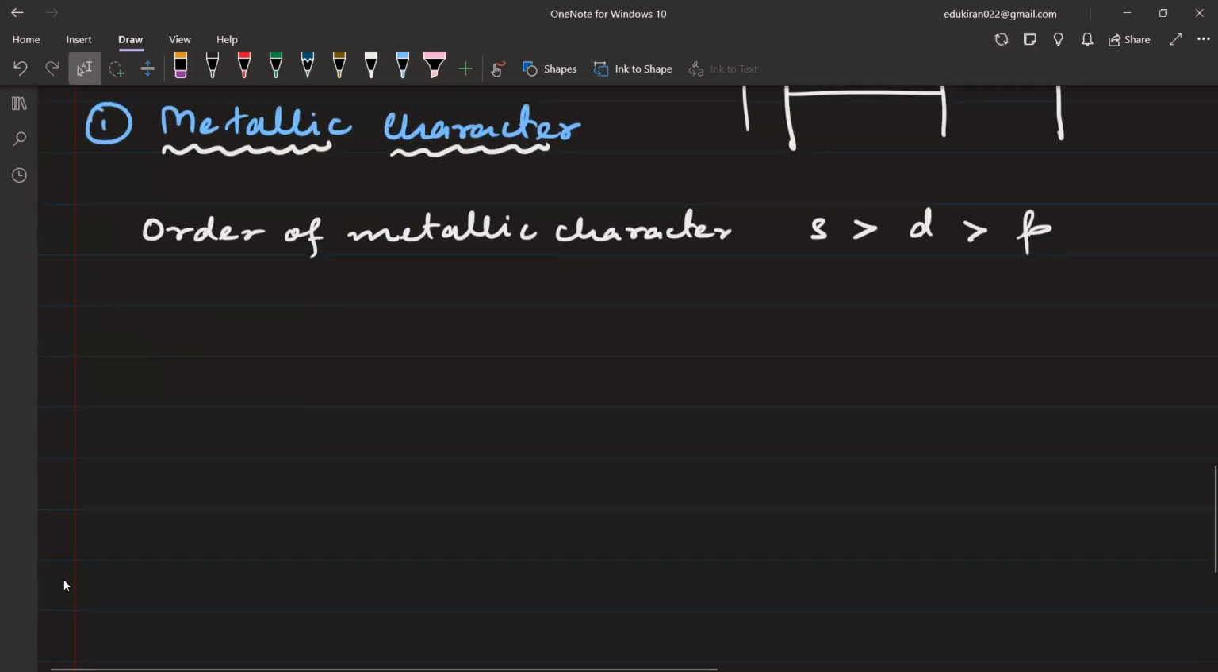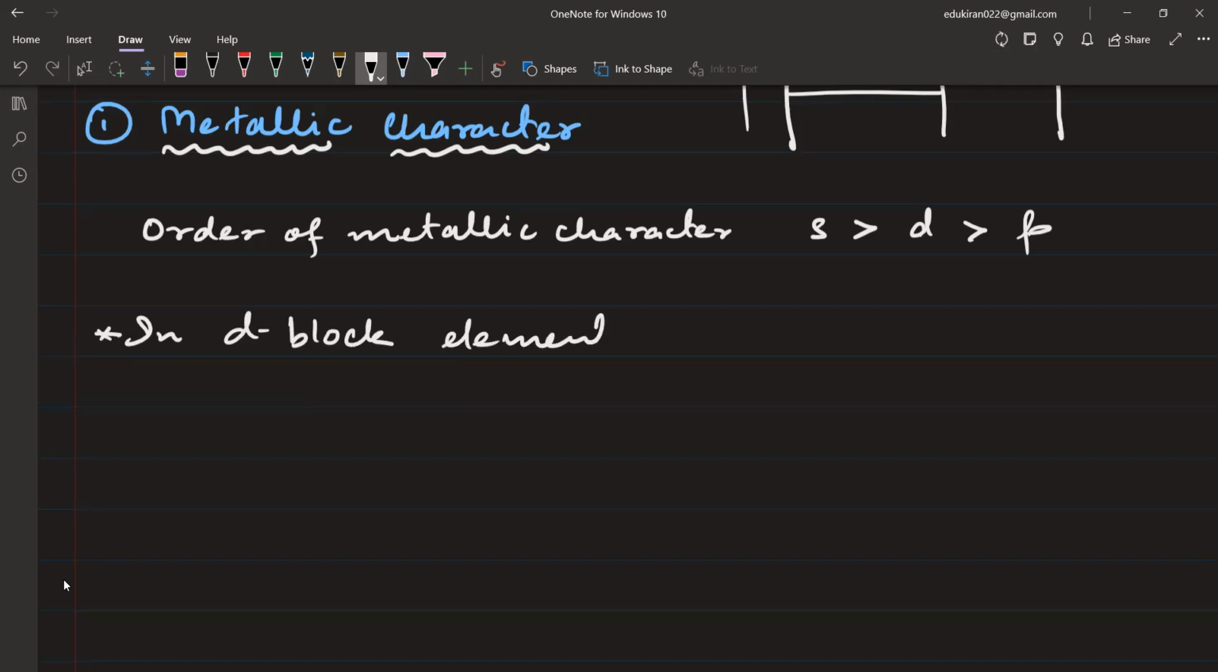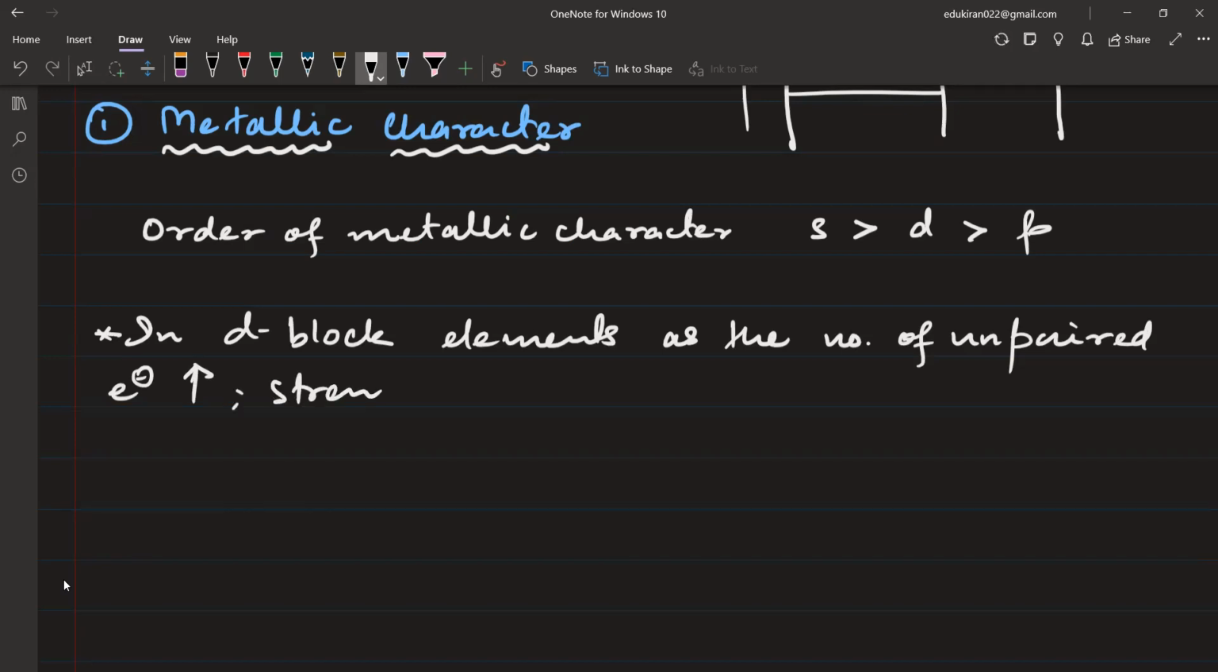How is the metallic character changing in the D block elements? In D block elements, as the number of unpaired electrons increases, the strength of the metallic bond increases.